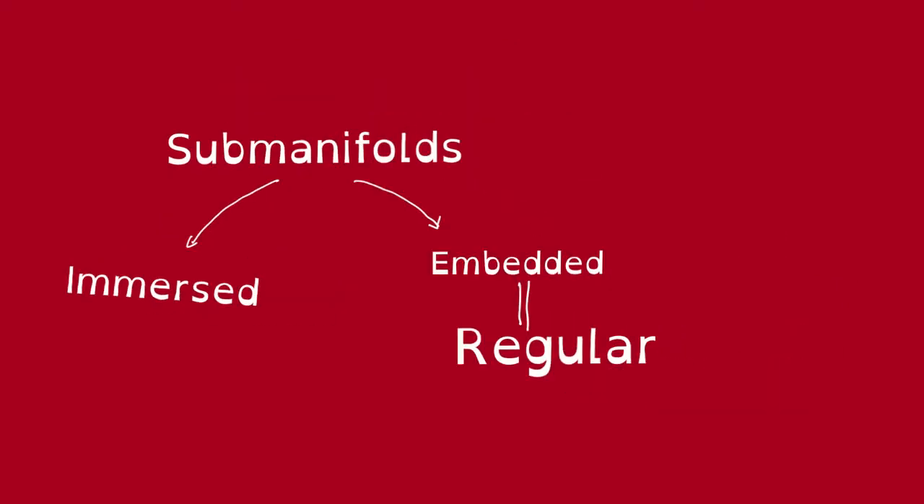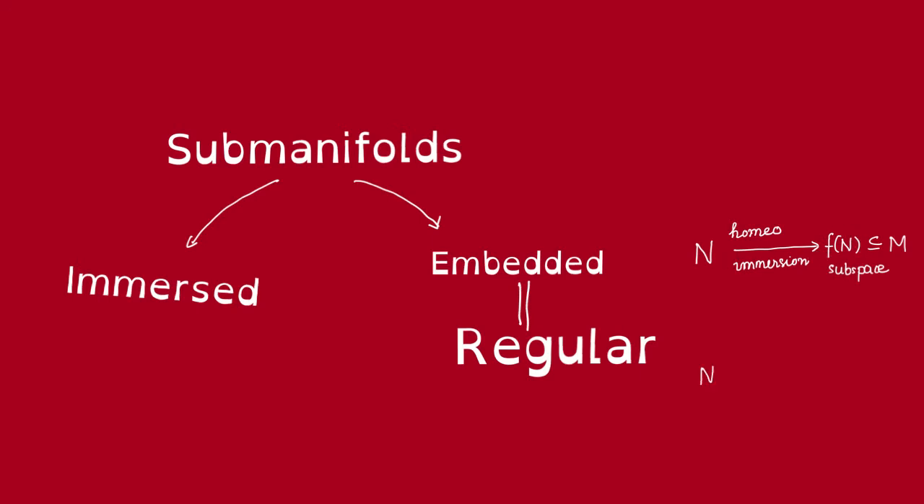Now we want to explain why regular submanifolds are the same as embedded submanifolds. Recall that we define an embedded submanifold as a map from a manifold N into M, a map such that it is a homeomorphism onto its image, where its image is equipped with a subspace topology, and it should also be an immersion, so that means that it's injective on tangent space.